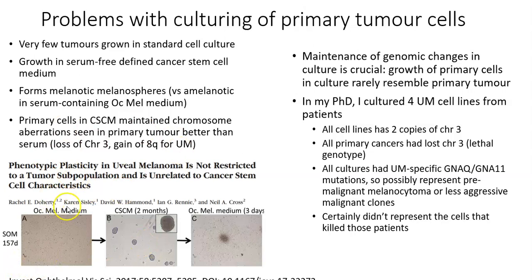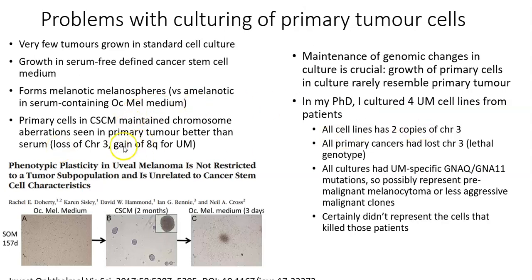Now, one thing we found by growing cells in these conditions is we maintain the chromosome aberrations that are in the primary tumour better than with serum. So in these ocular melanoma, the tumours lose chromosome 3, they gain chromosome 8q. This is uveal melanoma, that's the same as ocular melanoma. So that's the genotype of the tumour, and what we would like to see is that genotype being present in the cells that we grow.